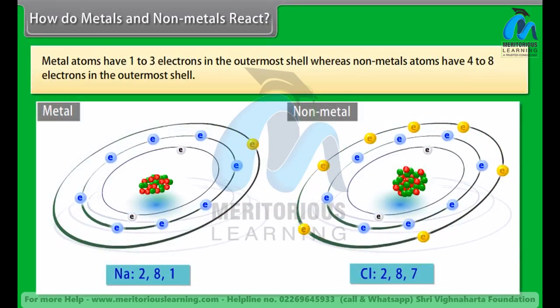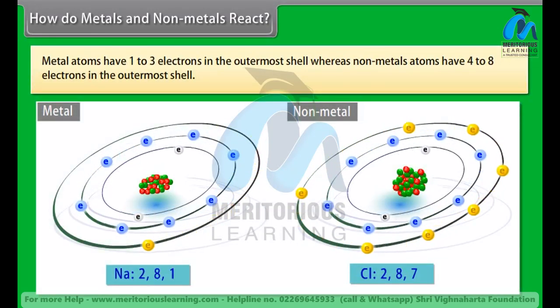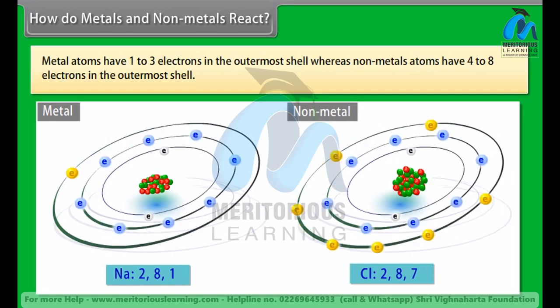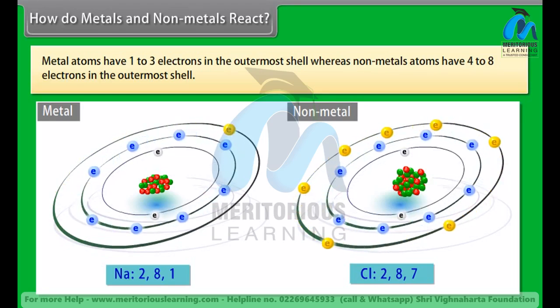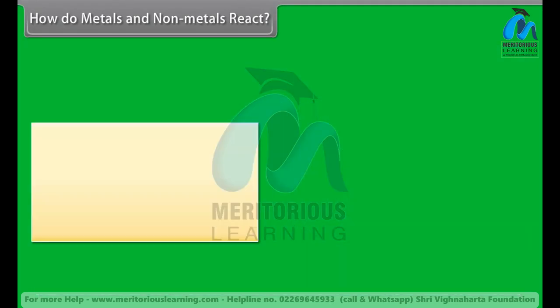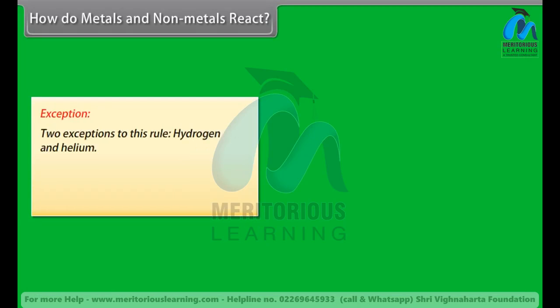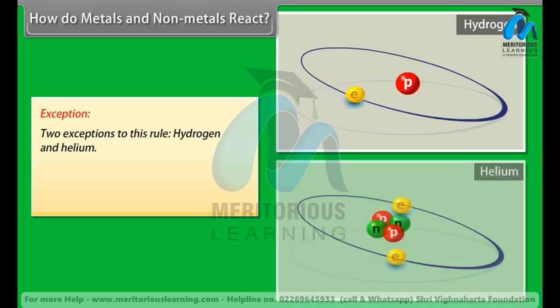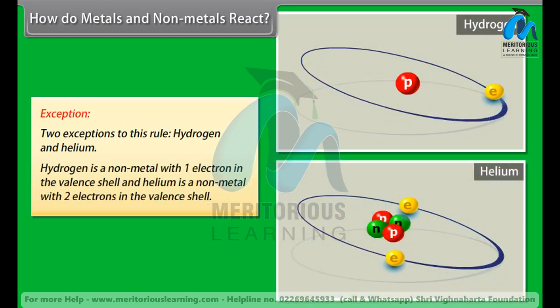Metal atoms have 1 to 3 electrons in the outermost shell, whereas nonmetal atoms have 4 to 8 electrons in the outermost shell. Exception. 2 exceptions to this rule: hydrogen and helium. Metals that donate electrons gain positive charge equal to the number of electrons donated, and nonmetals gain electrons and negative charge equal to the number of electrons accepted.